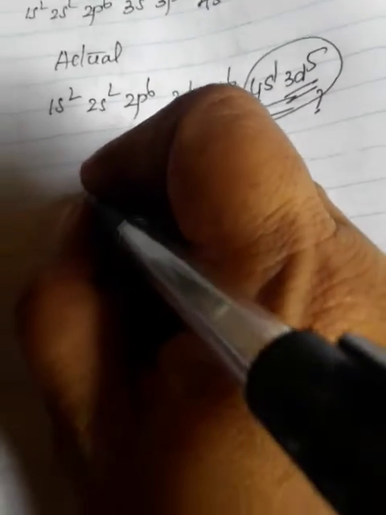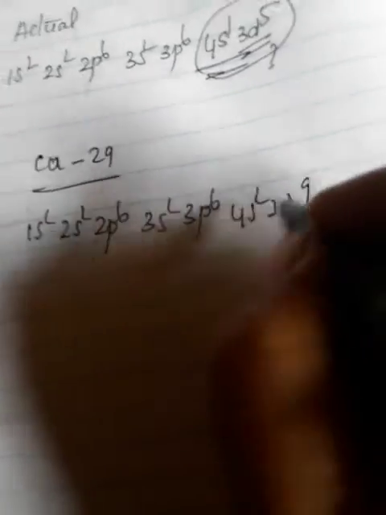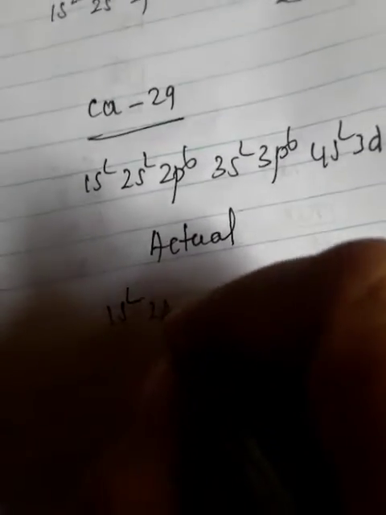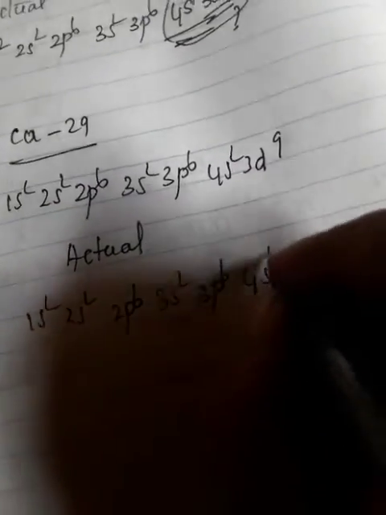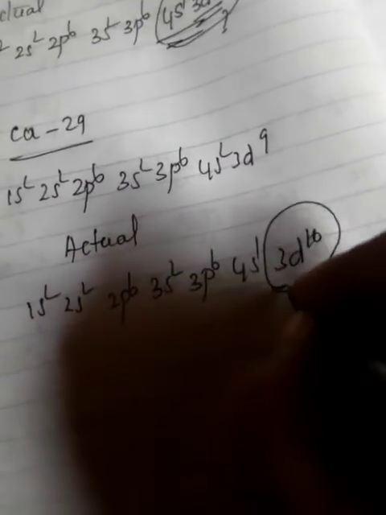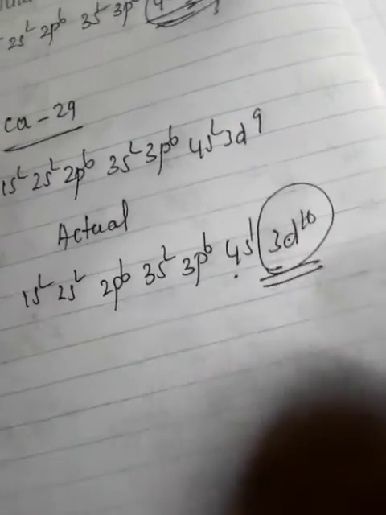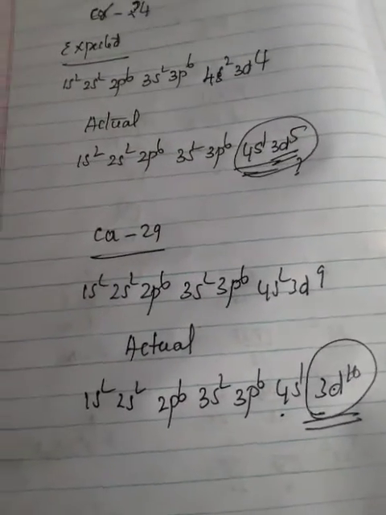Similarly, for example, copper, atomic number 29. The expected configuration is 1s2, 2s2, 2p6, 3s2, 3p6, 4s2, 3d9. This is the expected configuration. So what is the actual configuration? 1s2, 2s2, 2p6, 3s2, 3p6, 4s1, 3d10. To make it fully filled, the 4s electron gives 1 electron to 3d to make it stable. So this is the actual configuration for chromium and copper given in the periodic table.